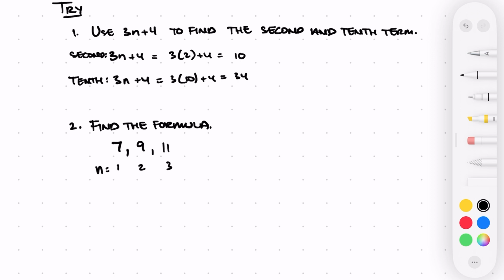Let's try 1 times 2. So 1 times 2 is going to be 2. And to get to 7, I need to add 5. Okay, and then maybe 2 times 2, 4, plus 5 is 9. Oh, there we go. And then 3 times 2 is 6, plus 5 is 11. So there we go. That's our formula. So what did I have to do? I had to multiply n by 2, and I had to add 5. That is an example of my formula right there. And let me put squares around this just so we have the answer.